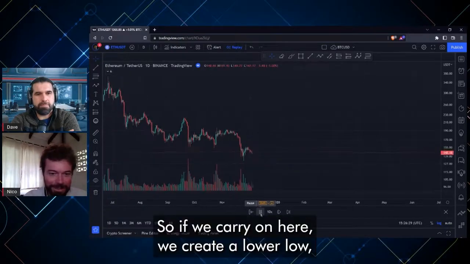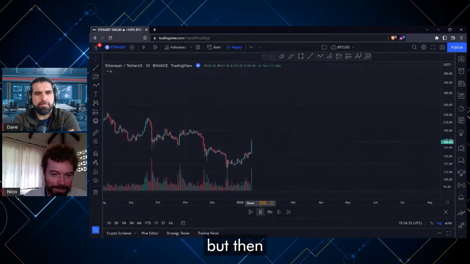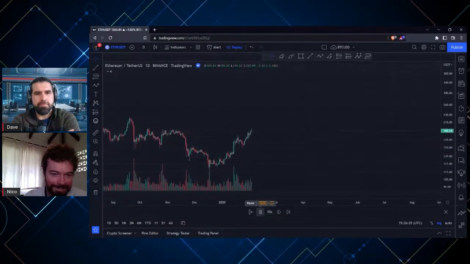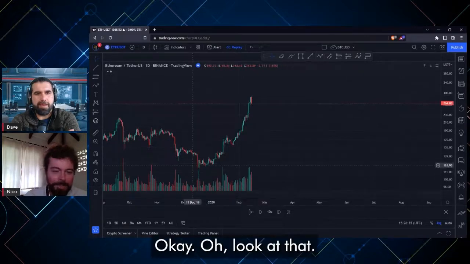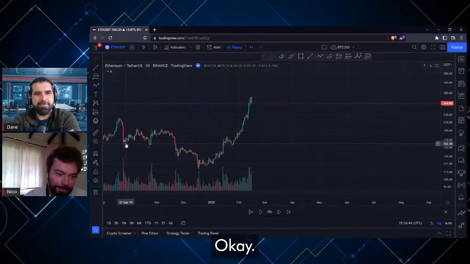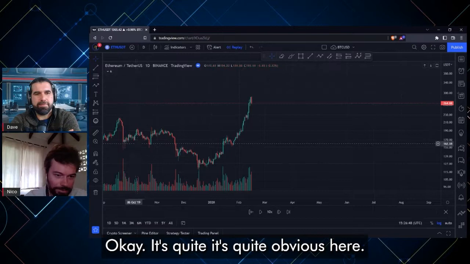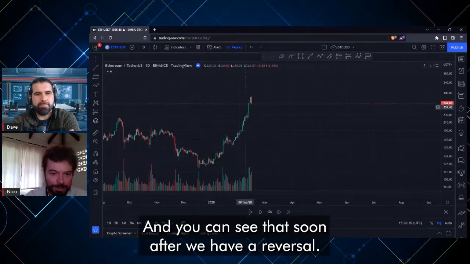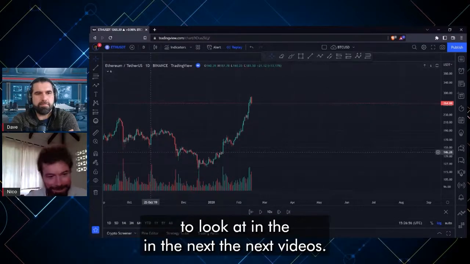So if we carry on here, we create a lower low, but then here we go. Look at that. So exactly as you said, double bottom here. That can be considered a double bottom. It's quite obvious here. And you can see that soon after we have a reversal. Double bottom is a pattern that we're going to look at in the next videos.